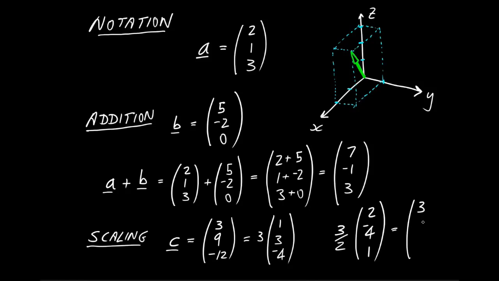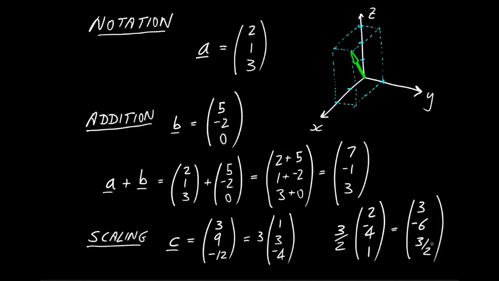Of course, 3 times 2 is 6, 3 times minus 4 is minus 12, and 3 over 2 times 1 is 3 over 2. Okay, so there we are. We can scale our vectors by a number in this simple way.